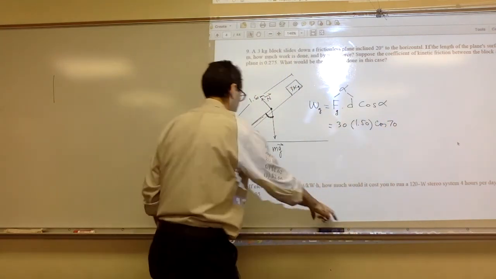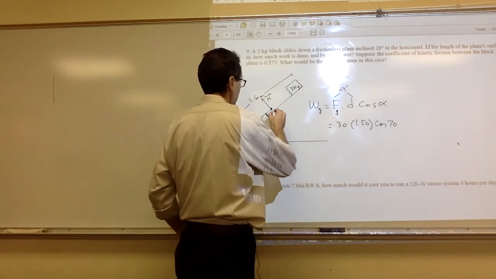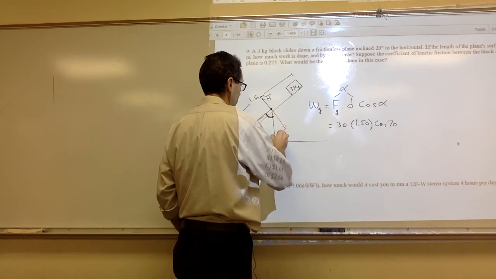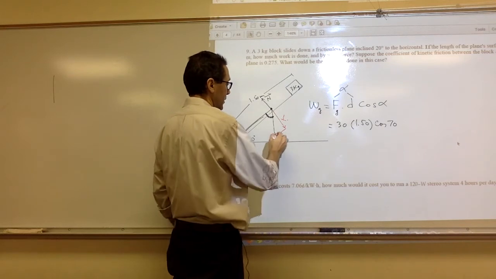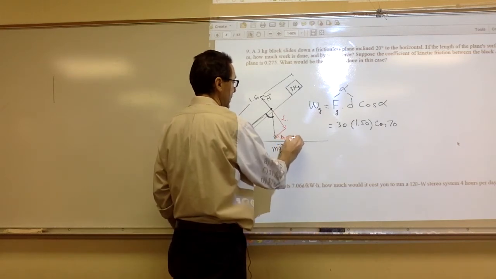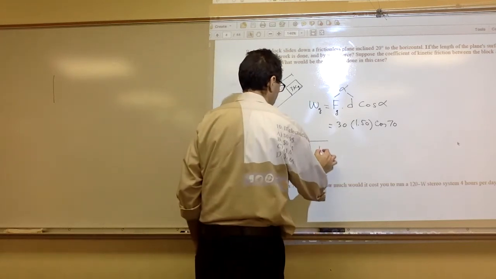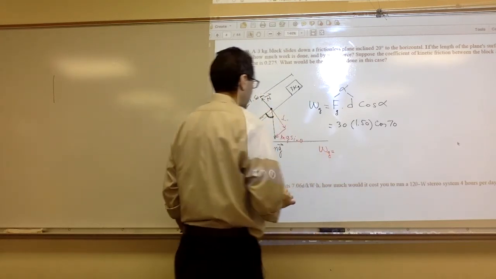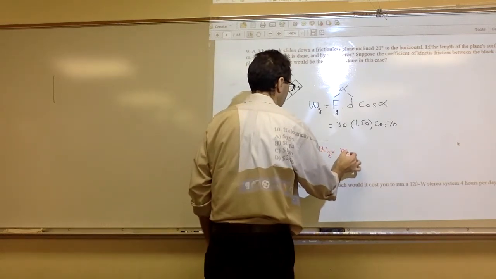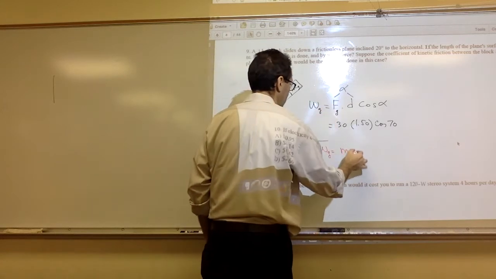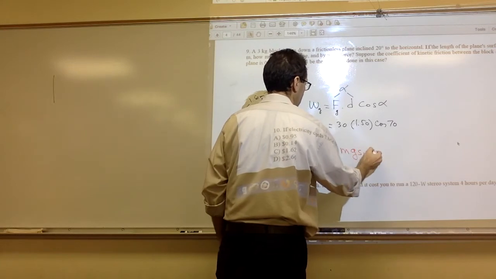The other way is you can break down the FG into its components. Okay, now this perpendicular component doesn't do anything. It's the mg sine theta component that does the work. So here is another approach. The work done by gravity is only due to the parallel component, which is, now my force is no longer Fg, but it's mg sine 20.